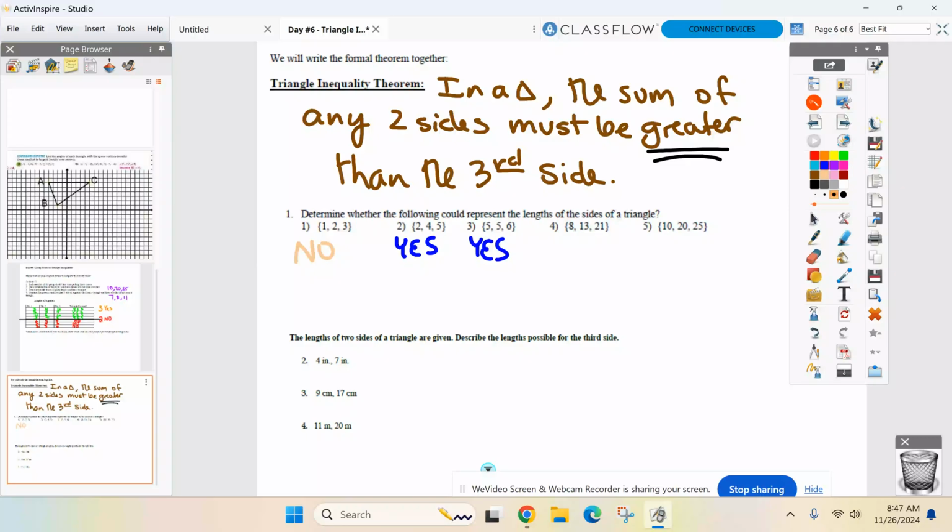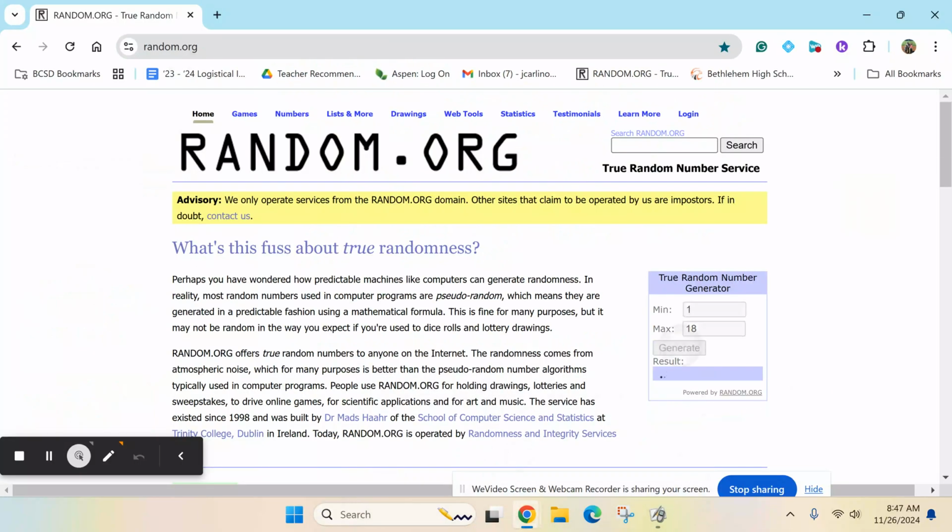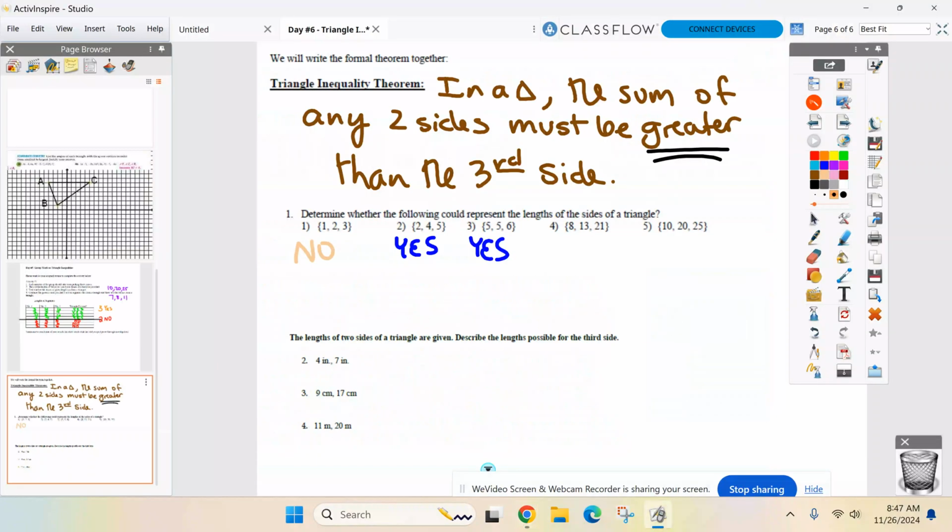How about 8, 13, and 21? If I have three sides, 8, 13, and 21, will that work? Nope. 8 and 13 give you 21. It's got to be greater than 21.